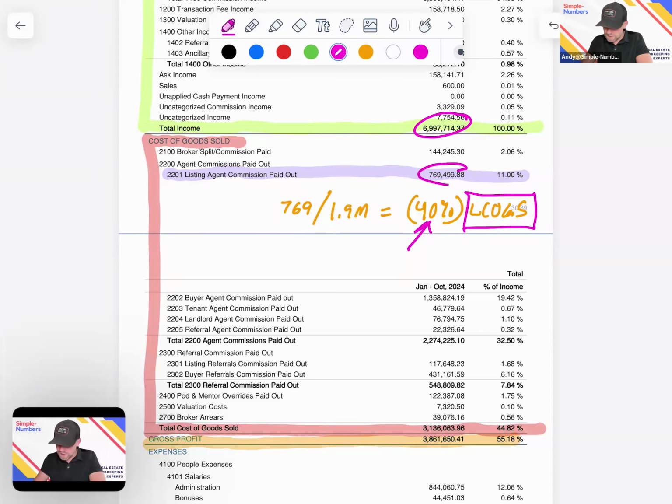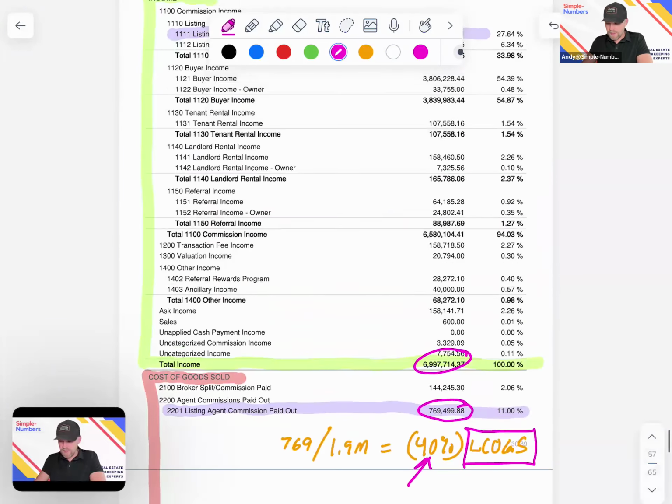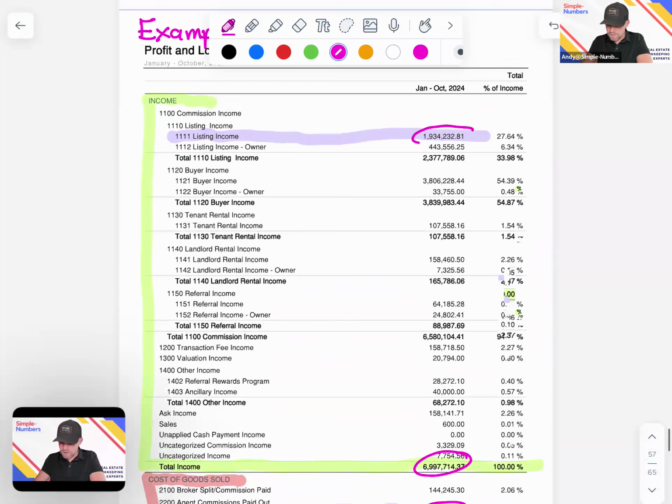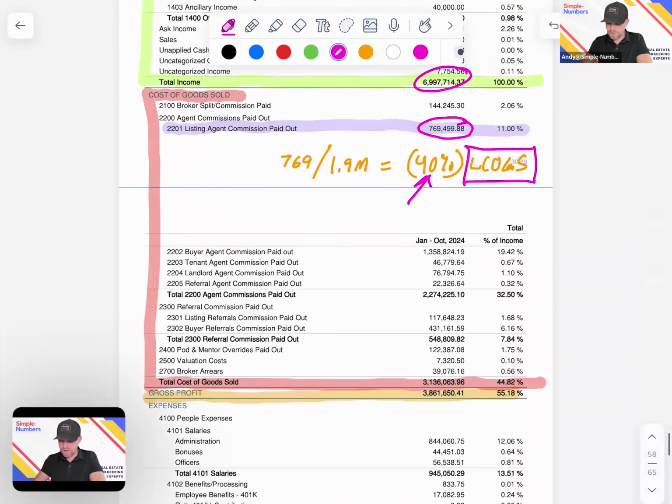Well, here we go. We just take the listing cost of sale, the amount paid out to the agents on the listing side of the business, $770, and then we look at the amount brought in from that team on the listing side, 1.9. So we take 769 divided by 1.9, and it's 40%. So when a team member does a listing deal, they're getting 40, the company's retaining 60. We need to do as many listings as we can in that scenario.